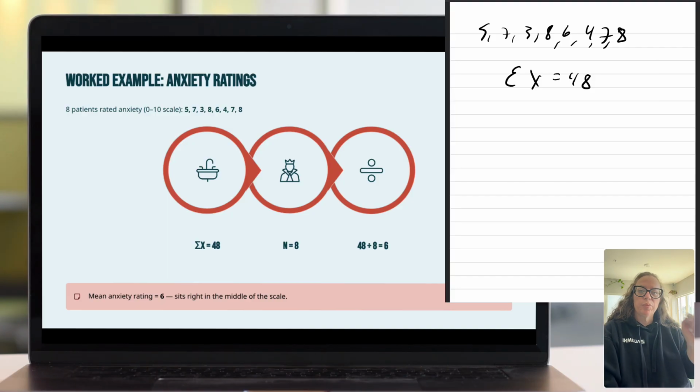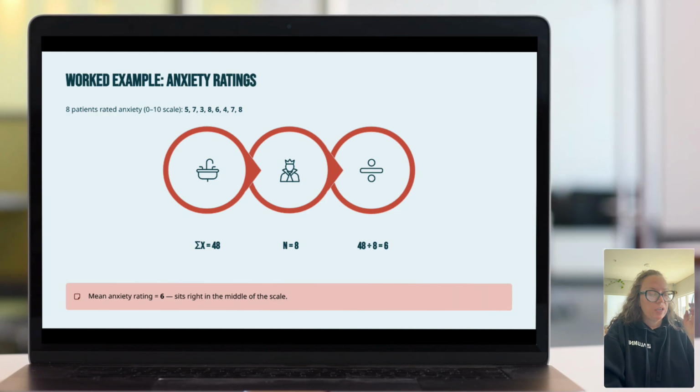Count how many values there are, right? There's 8 patients, and then divide the sum by the count. 48 divided by 8 equals 6. Okay, so notice that 6 is right in the middle of our 0 to 10 scale. And if you look at the data, most values also cluster around that region. So the mean seems like a reasonable summary.